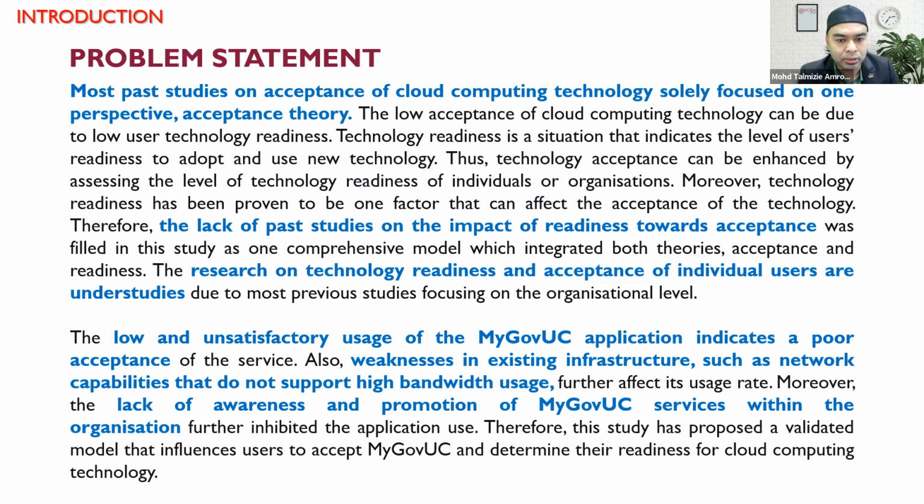The research on technology readiness and acceptance of individual users is under-studied, as most previous studies focus on the organizational level. Besides that, the low and unsatisfactory usage of the MyGov-UC application indicates poor acceptance of the service. Also, weaknesses in the existing infrastructure such as network capability further affect the usage rate. Moreover, the lack of awareness and promotion of the MyGov-UC service within the organization further inhibited the application use.